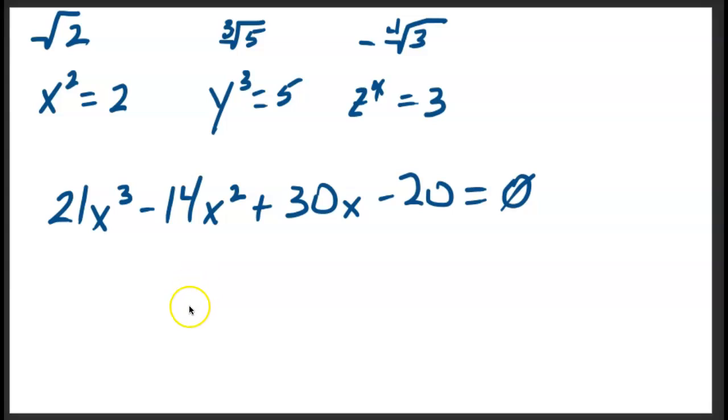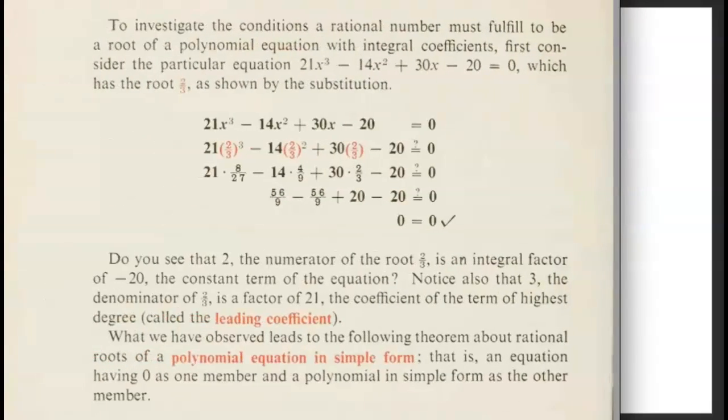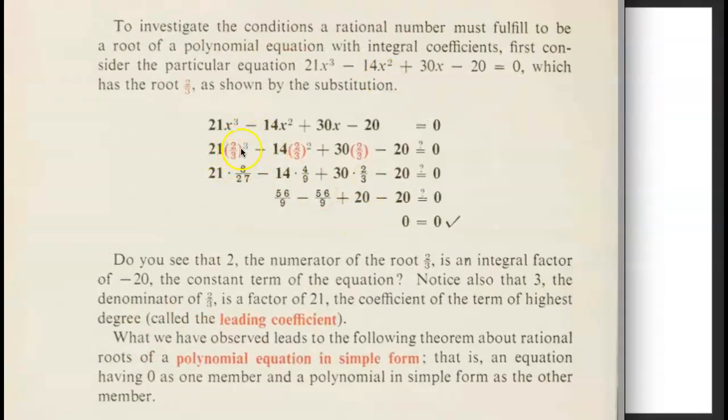Now, in the text, in fact, I'll just bring over my digital copy here. In the text, they say that this polynomial equation with integral coefficients has the root 2/3 as shown by the substitution. And you can see the substitution for x with 2/3, and they work this equation, they simplify the expression at least, and they get 0 equals 0, which makes it true.